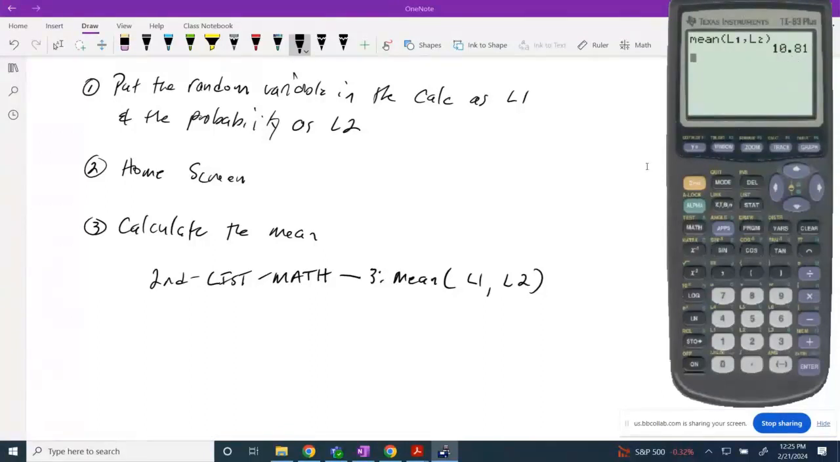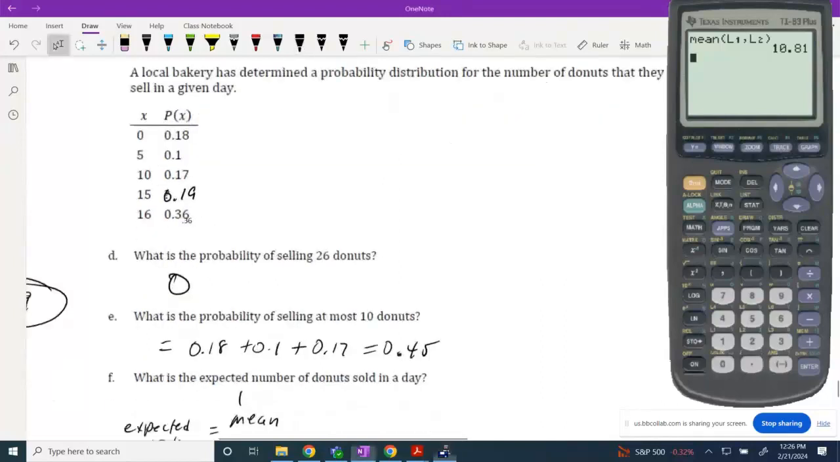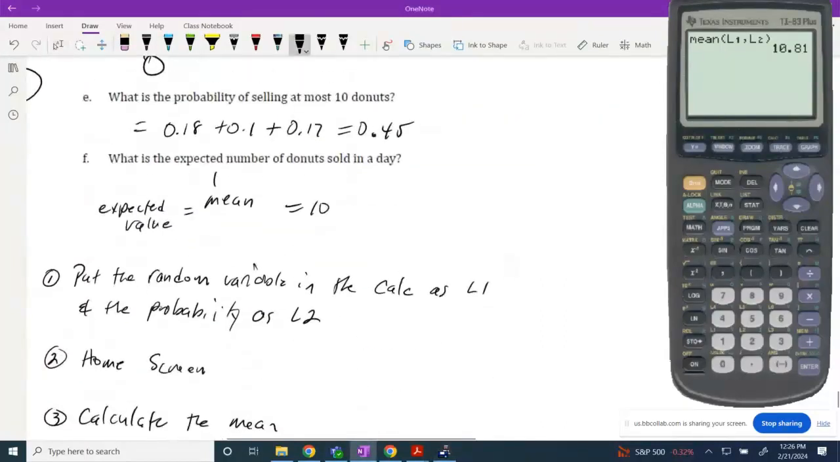So the average amount of donuts that they're going to sell is about 10 donuts, or a little bit more than 10. This mean may or may not fall as one of these probabilities, but it's going to give you the average number of donuts that they sell a day. So that's 10.81.